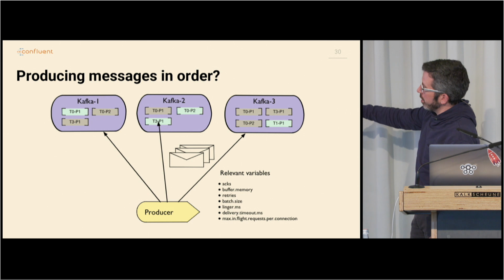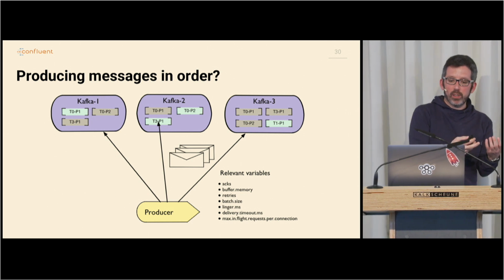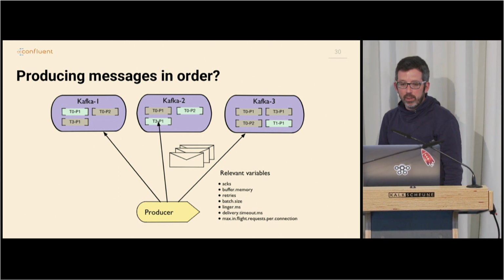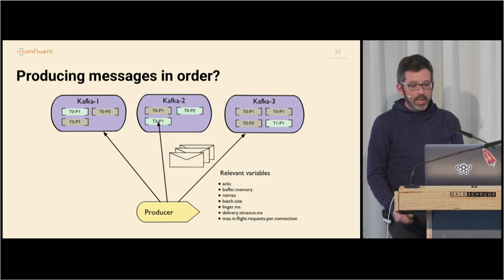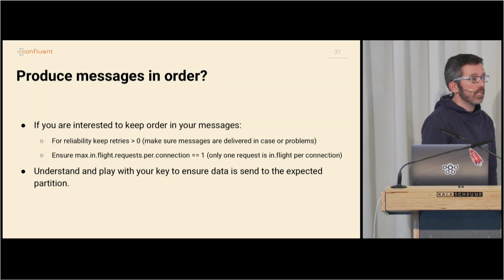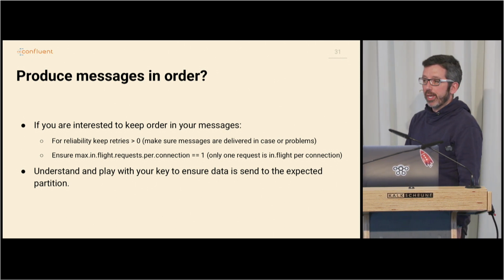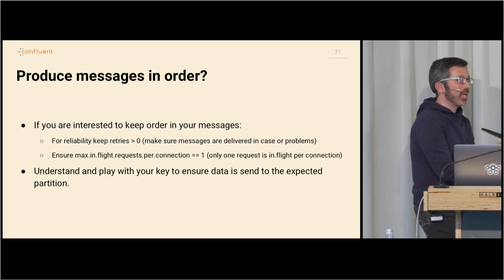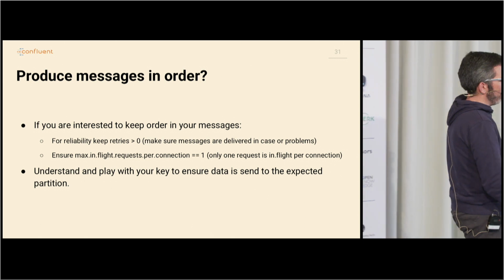These are the relevant variables that the producer has to deal with data. Remember, we have retries, we have batch sizes, we have linger, and we have one, or two, that are very important: the retries and the max in-flight requests per connection. Okay? First of all, please keep the retries. Okay? The retries are there in order to help you heal problematic situations.